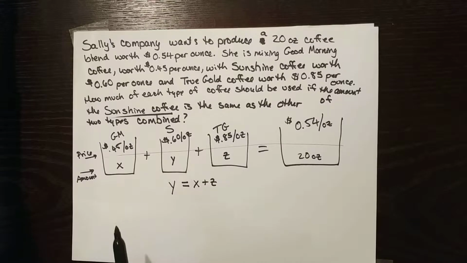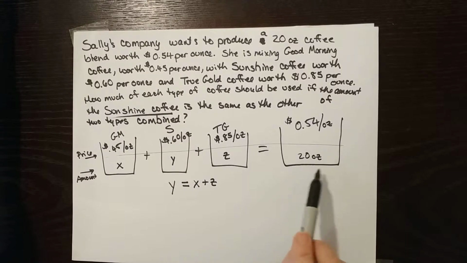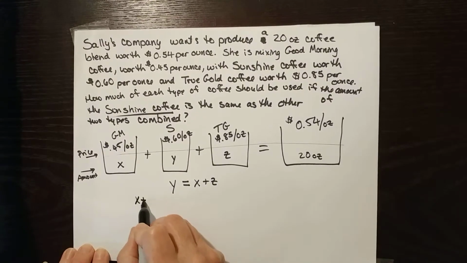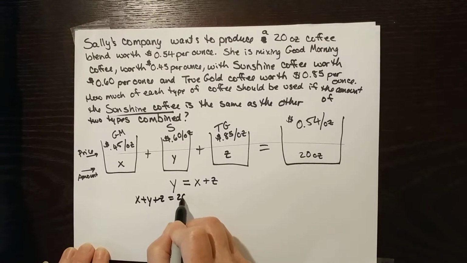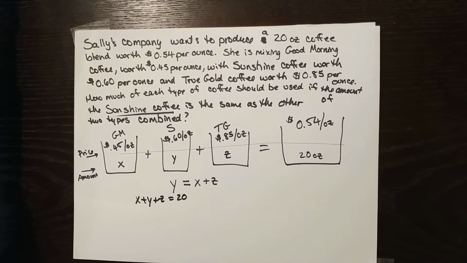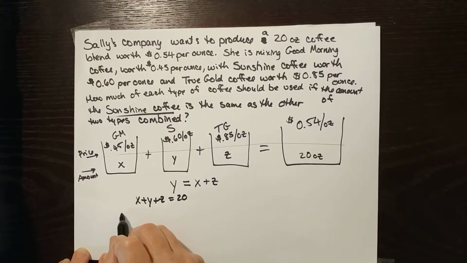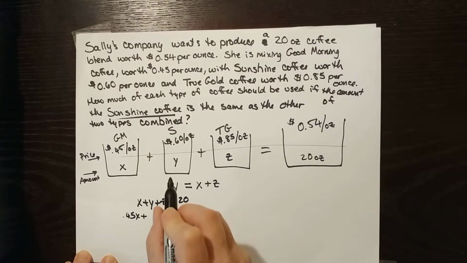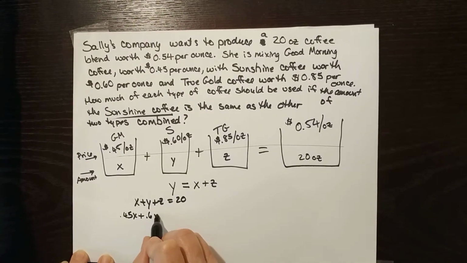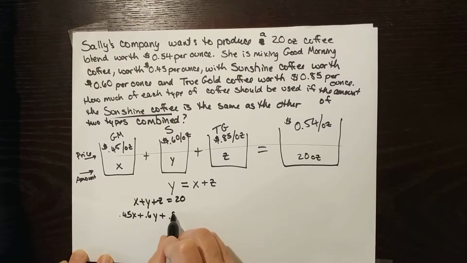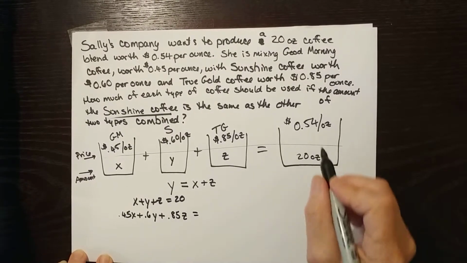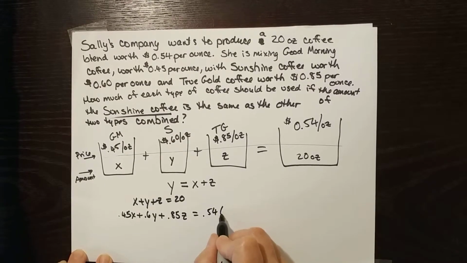I'm going to take X ounces of Good Morning plus Y ounces of Sunshine plus Z ounces of True Gold, and that's all going to get poured into here. So that amount is equal to 20. X plus Y plus Z is equal to 20 ounces. And then the last equation I get by multiplying price times amount, which gives me the value of this coffee: 0.45 times X, plus 0.60 times Y, plus 0.85 times Z is going to equal 0.54 times 20.